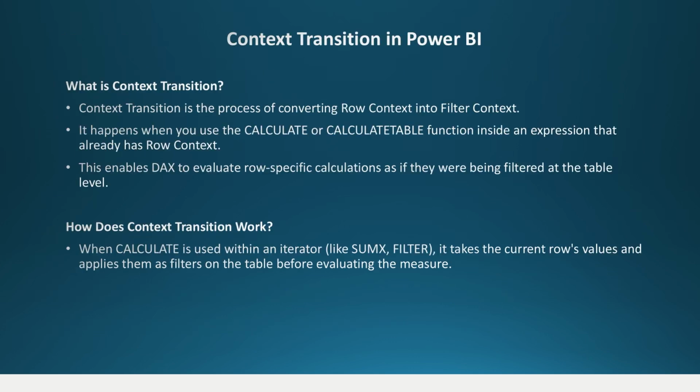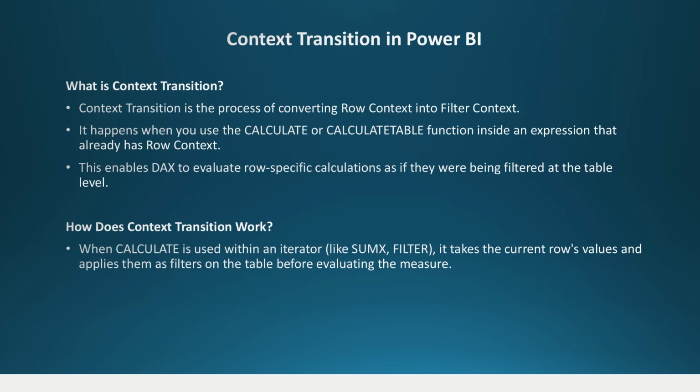Let's head to our next topic, which is context transition in Power BI. Context transition is basically a process of converting your row context into a filter context. I will explain this with an example so that you understand it better. But remember that this happens when you use a CALCULATE function or a CALCULATETABLE function inside an expression that already has a row context. This basically enables DAX to evaluate your row-specific calculations as if they were being filtered at the table level.